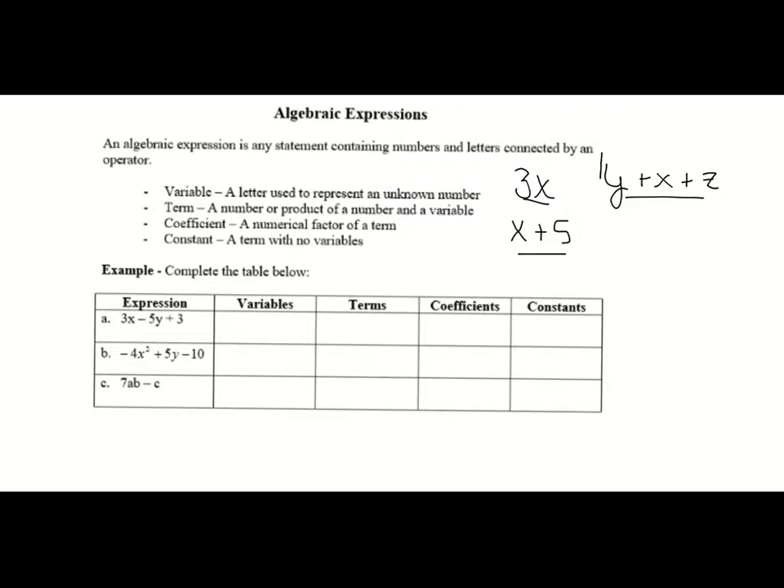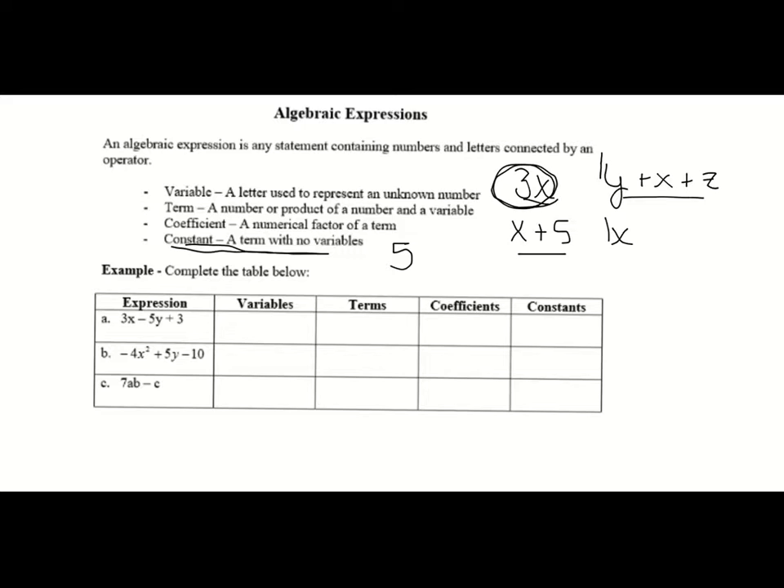So what we're going to do is first we have a variable, which are our letters. And then a term is a number or a product of a number and a variable. So this right here is going to be a term because product means the answer to a multiplication problem. So 3x is a term. We could also do just x by itself because remember there's that number there. It's a 1x. Or we have something called a constant. And a constant term is a term with no variables. So if I just have like the number 5, that's my constant term.